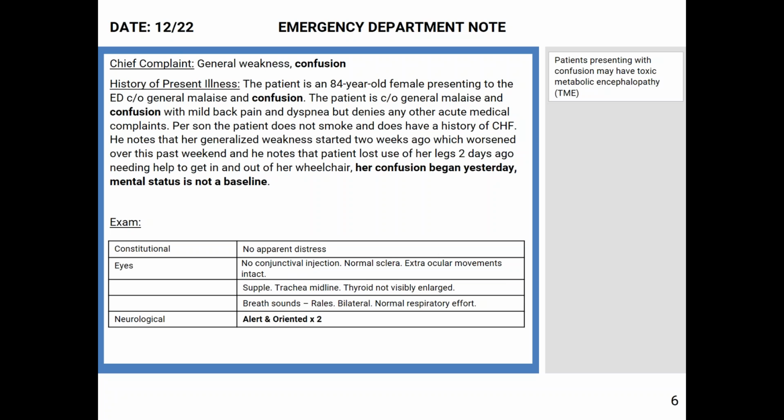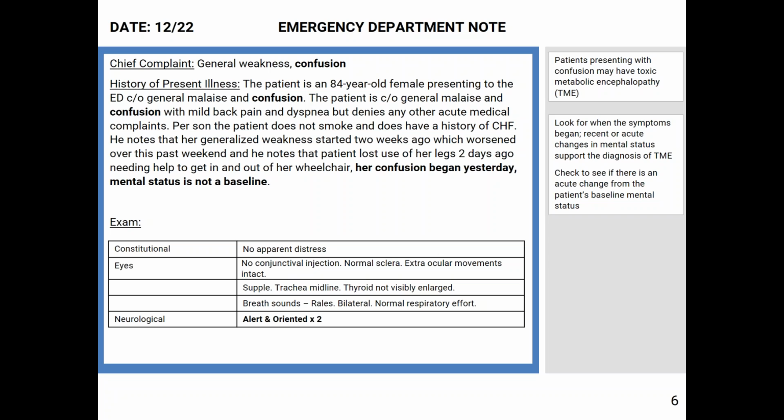So any patient coming in with weakness, confusion, mainly the confusion, there could be a question of toxic metabolic encephalopathy. It's very early, but it's the first sign. There's a confusion or altered mental status on admission.